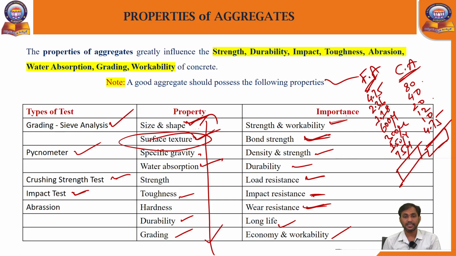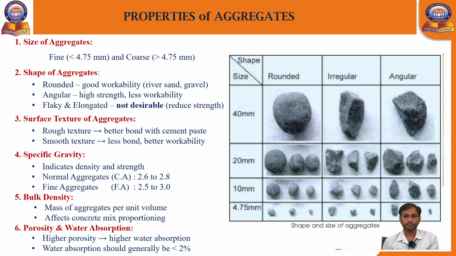These are the aggregates. From these aggregates we will discuss further. See, the properties of aggregates are defined as sizes, shapes, surface, specific gravity. Next, bulk density and porosity.